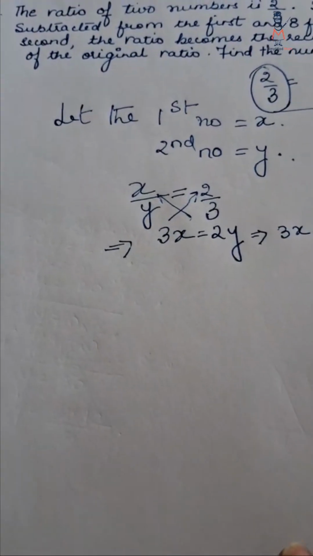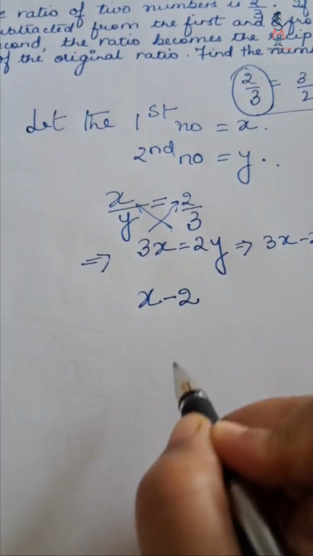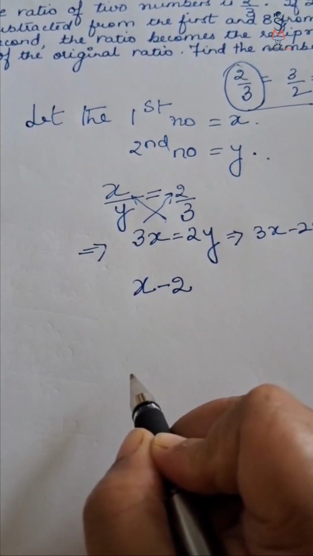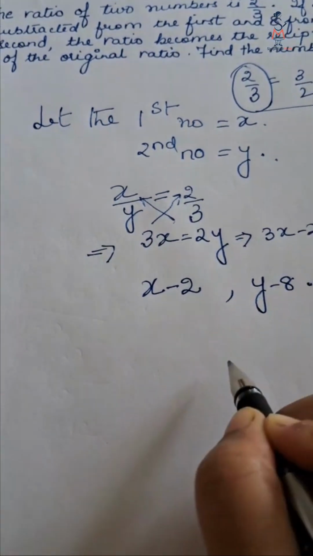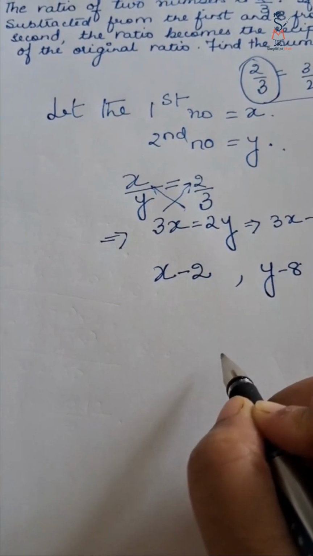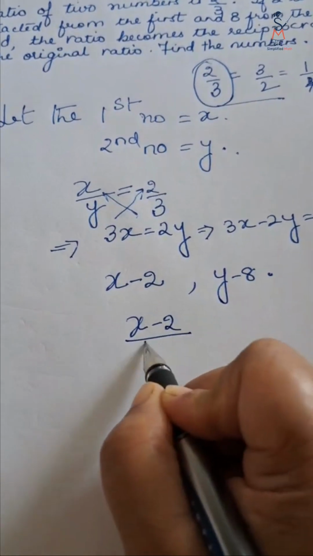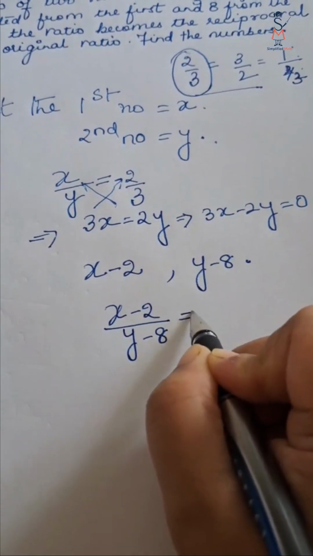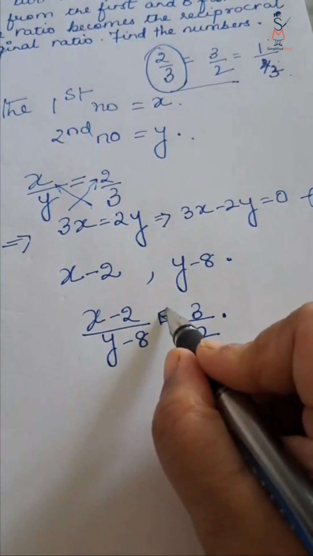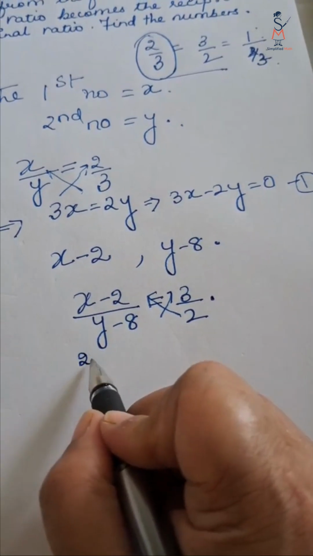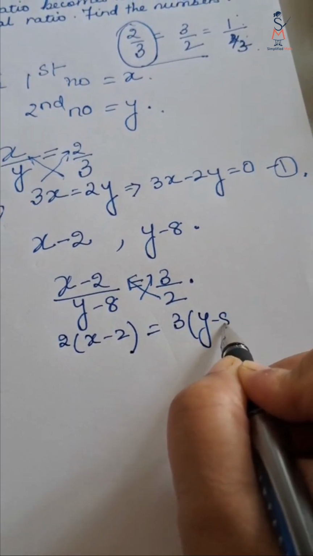Now it is saying if 2 is subtracted from the first, that means x minus 2, and 8 is subtracted from the second, so y minus 8. Now what is the ratio? The new ratio becomes the reciprocal of the original ratio. That means x minus 2 by y minus 8 will become 3 by 2, the reciprocal of the original one. Again we will cross multiply this. This will become 2 times x minus 2 is equal to 3 times y minus 8.